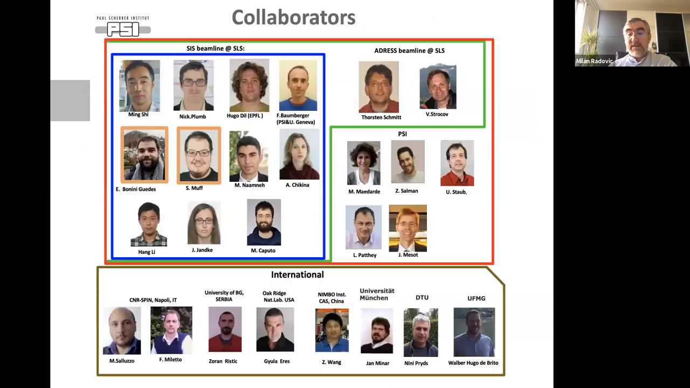Let's see, can we do that? For doing something great, you need great people. So for such a large work, which we started in, let's say, 2010, many people have been involved, and mostly I would now emphasize two key persons for this work. One is Eduardo Bonini Godes, from Brazil, and now he has been working with me for 3 years. The other is Stefan Nuff.